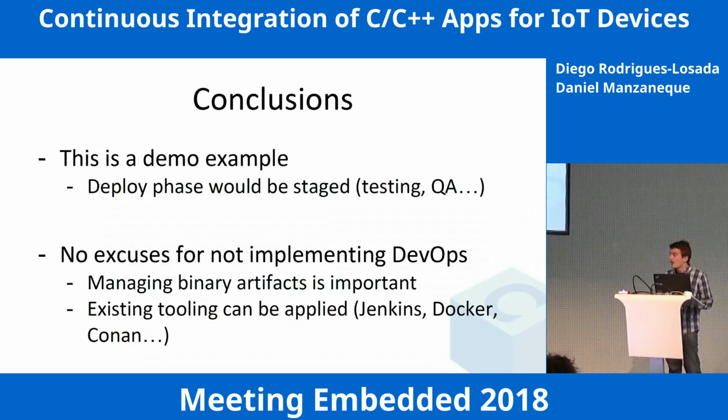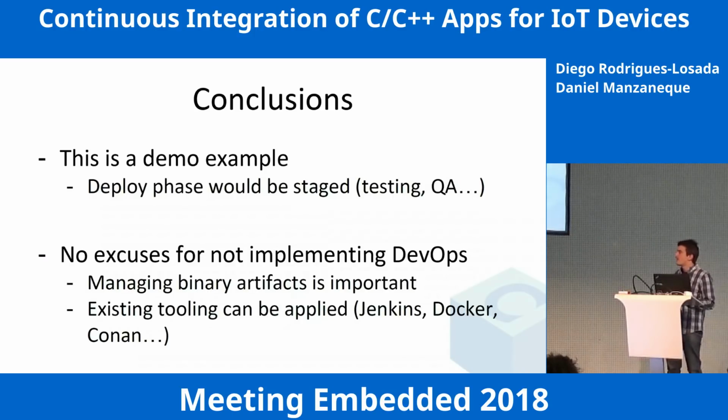So I think nowadays there are no excuses for not implementing a DevOps flow. I think even for embedded devices we can achieve that. We can have our testing stages, and we can have our tools gathered in one place. So what this is stating is that managing binary artifacts is important. It's important even for the embedded things. We have to handle the libraries, the dependencies. We have to handle our final application, or even for a customer.